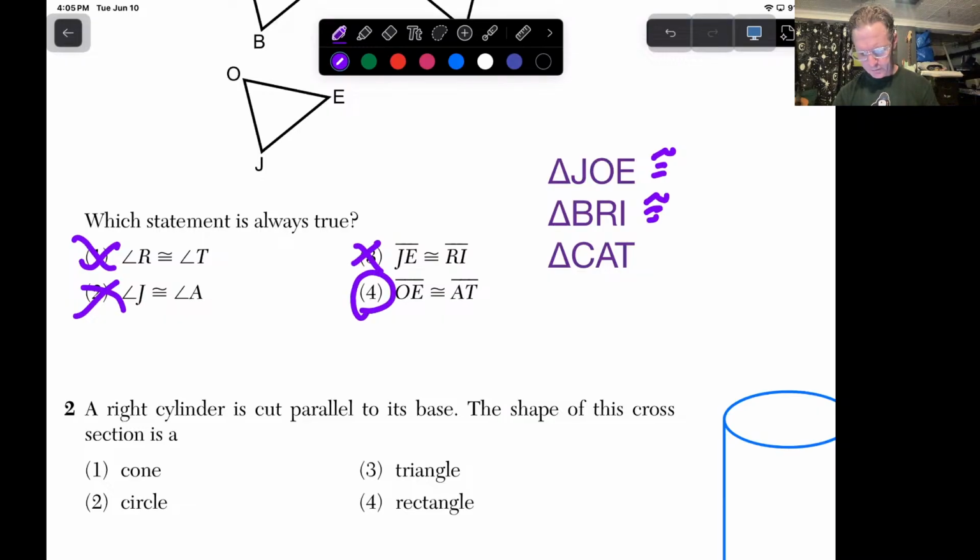All right, must be the last one. Let's check it first. So OE, does that map to AT? Yeah, OE and AT map up. So that one is correct. There you go. Yes, there was a transformation in the question, but it really was a triangle congruence question. Anyway, I thought that question wasn't too bad. All right, let's keep going.